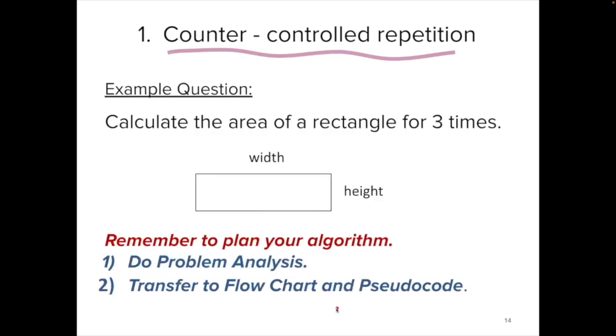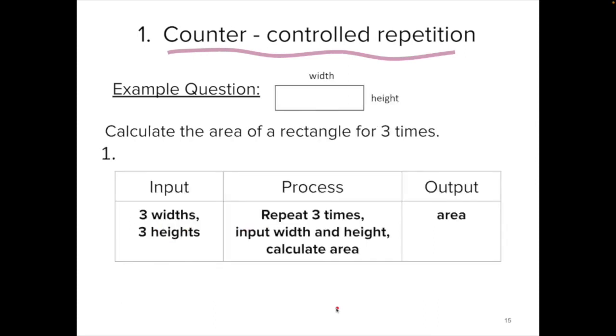So let's look at the example question for counter control. Let's say the question: calculate the area of rectangle 3 times. As usual, kena buat apa dulu? Kena buat problem analysis dengan menghasilkan IPO chart. Lepas tu barulah boleh hasilkan flowchart dengan pseudocode. So ini dia punya IPO. Kita tahu dia nak calculate area of rectangle for 3 times.